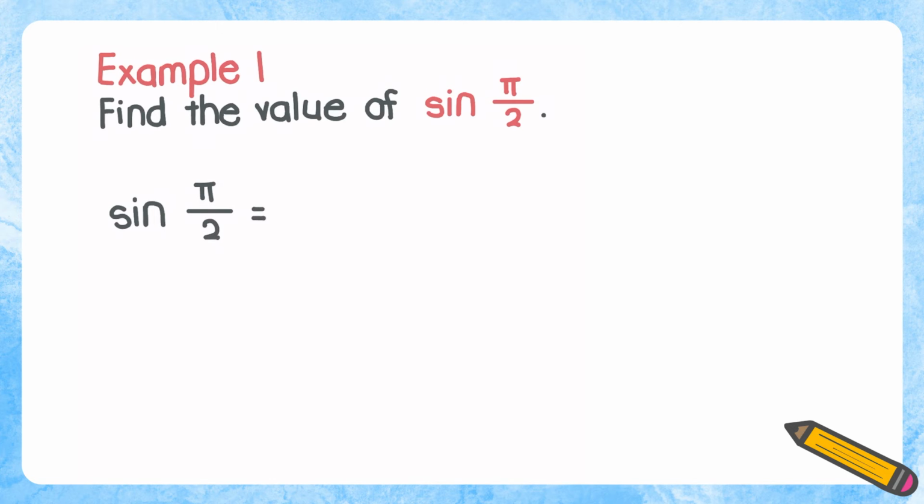We're going to rewrite this in degree format. So we know that pi over 2 is the same thing as 90 degrees. So we convert from radians to degrees. And we know from part 1 that sine of 90 degrees is 1. So that means sine of pi over 2 also equals 1.